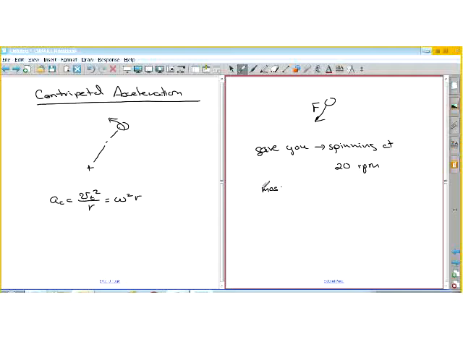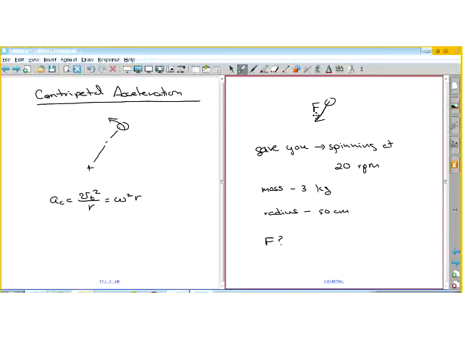And the mass, I'd have to give you the mass. The mass is, say, 3 kilograms. That'd be a heavy mass. And I ask you, what is the radius? I'd have to give you the radius, let's say, is 0.5 meters. Let's give you the centimeters. So let's say it's 50 centimeters. And I ask you, what is the force?